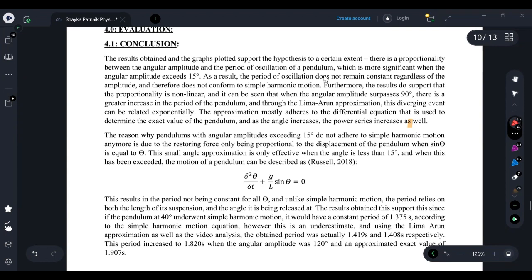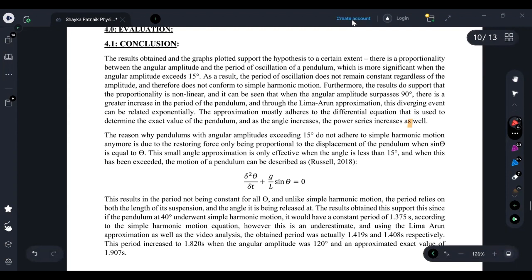So the final part of your IA is the conclusion and evaluation. And this is probably the most important part of your IA. In this section, you're required to look back on your investigation, comment, explain your findings, and link it back to your hypothesis and ultimately your research question. You also have to critique your methodology and your investigation as a whole.